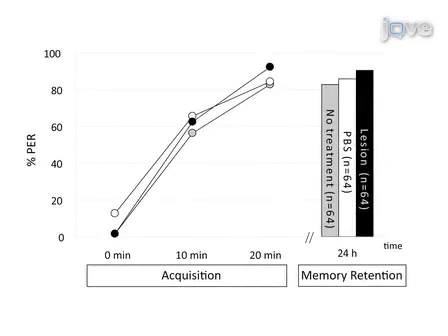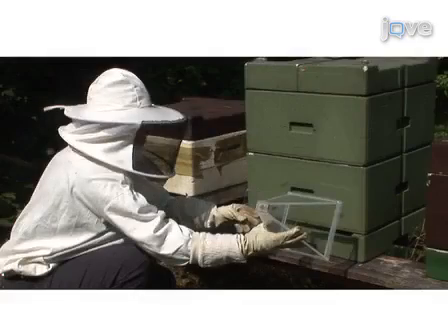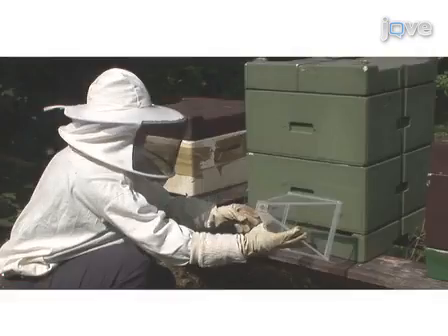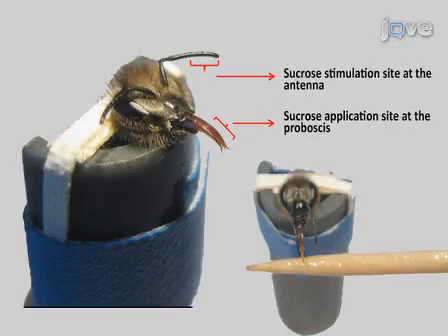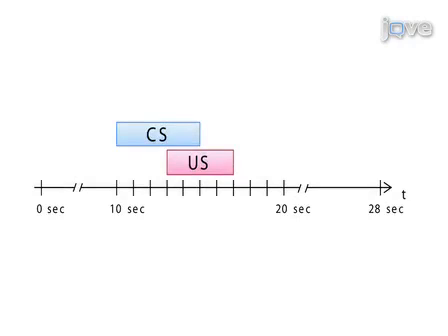The overall goal of this procedure is to study the molecular mechanisms underlying learning and memory formation in honeybees. The first step is to collect free-flying bees from their hive. Next, the bees are harnessed to plastic tubes. The third step of the procedure is to perform classical conditioning.